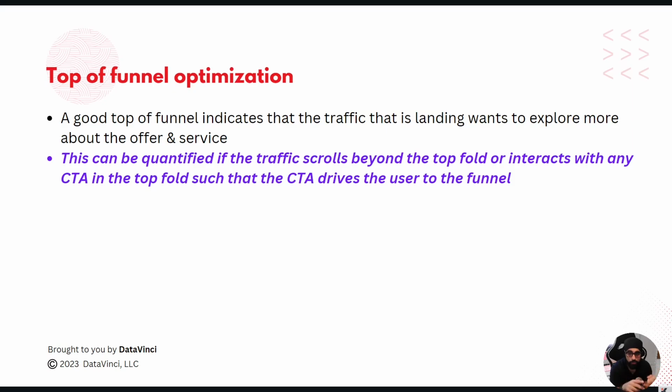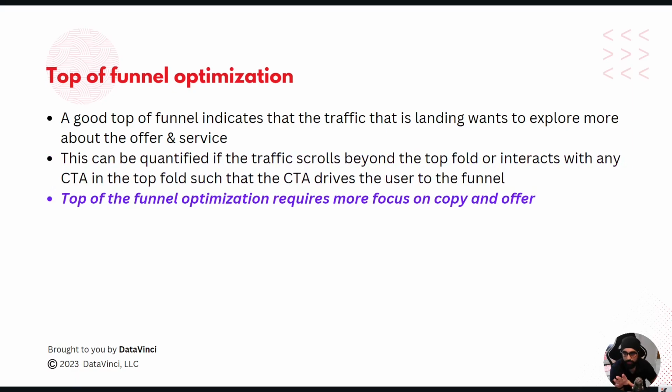You can also track the CTAs that are in the top of the funnel. So how many people are clicking to learn more about what you're offering? They are interested or semi interested in what you have to offer, and they want to learn more about your service. So that's a good top of the funnel. If you quantify the number of scrolls for the top of the funnel, and you quantify the number of CTA interactions, that can give you a good indicator that your top of the funnel is good.